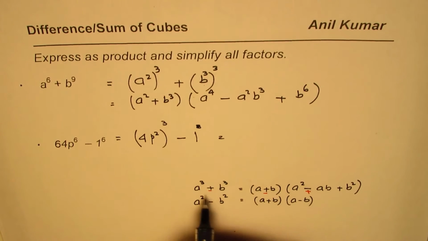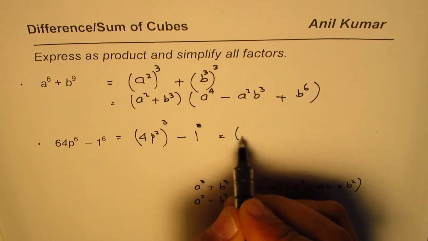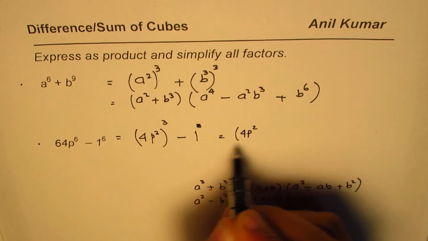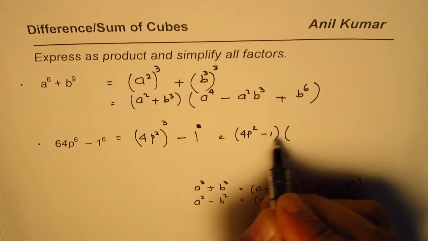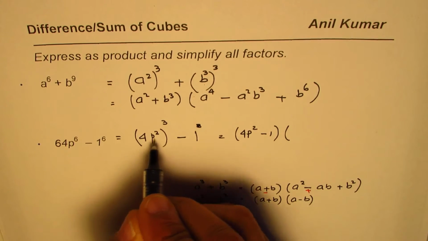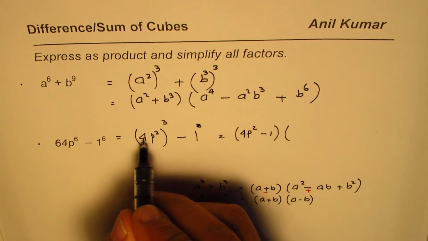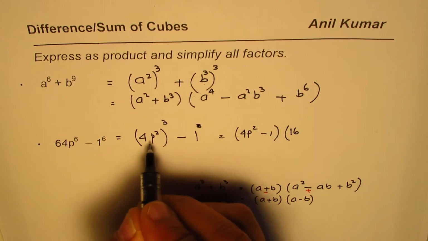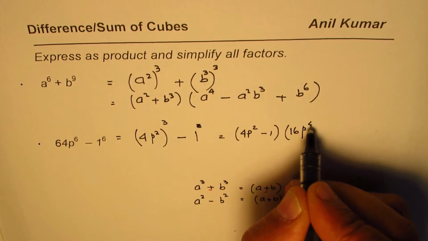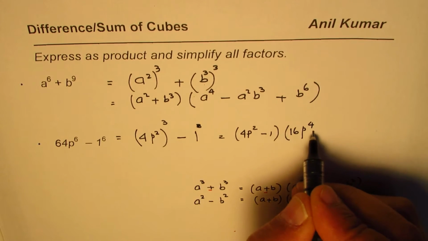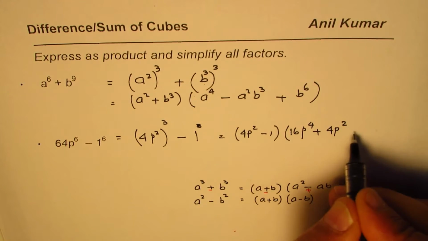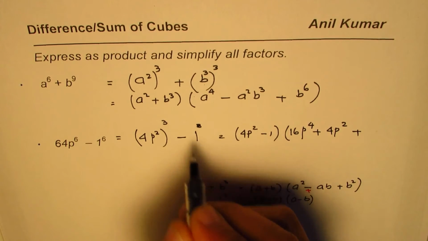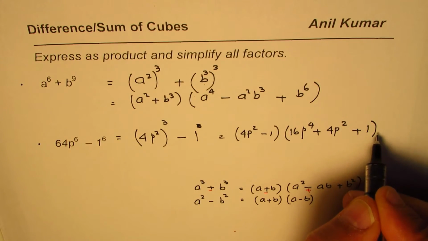Now, we'll apply this formula. So we have 4p square minus 1 times, of course, this term squared. So square of 4 is 16, don't forget that, and then p to the power of 4. So that is the square of the first term, plus the product of these two, that is 4p square itself, and then plus 1 square, which is 1, correct?